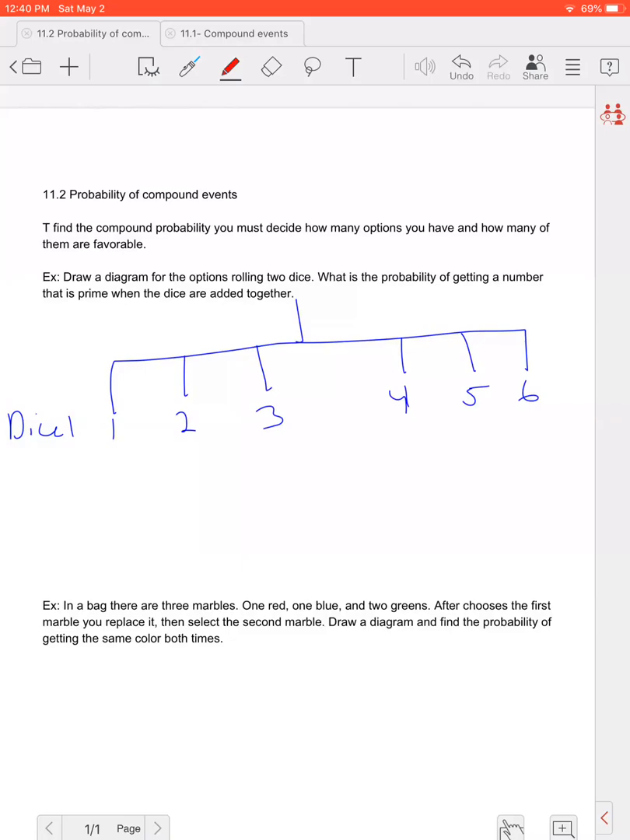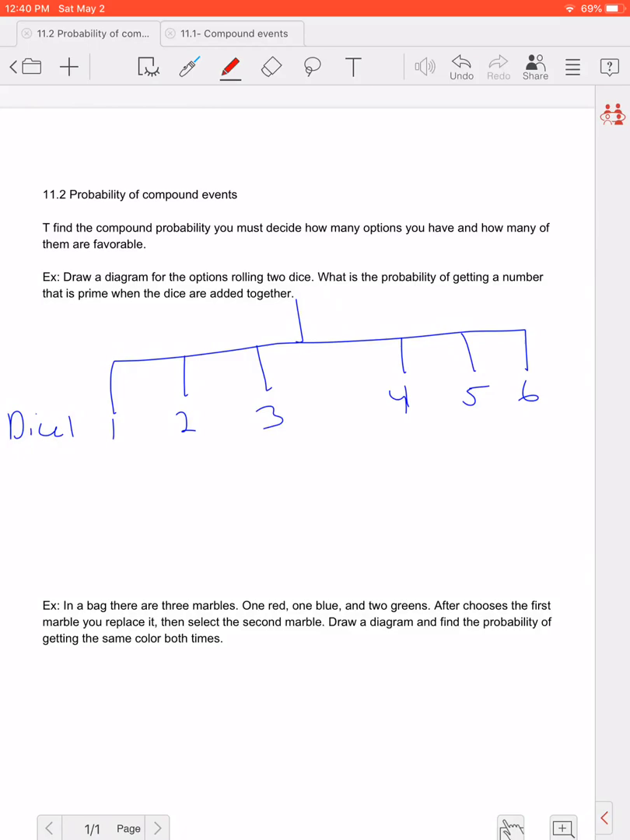Welcome back to 11.2, probability of compound events. So we're going to find the compound probability. You must decide how many options you have and how many of them are favorable, just like what we did with regular probability, where we discuss what do we want to happen, and that's our top number, over the total number of things that could happen.